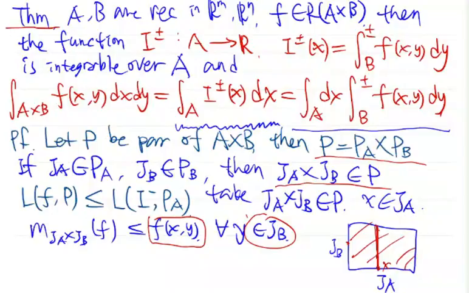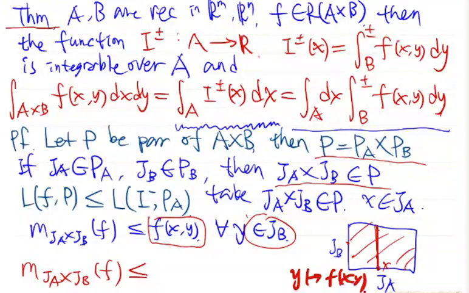But since this is true for every Y in JB, we can take the infimum with respect to Y. The left hand side of this inequality does not depend on Y. So when you take the infimum, the left hand side will not change. But the right hand side, X is fixed, let Y change. This is a new function. The value of this new function at Y is F of X, Y. Such a function, okay.